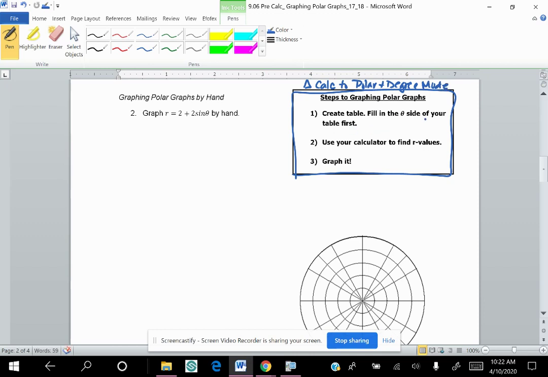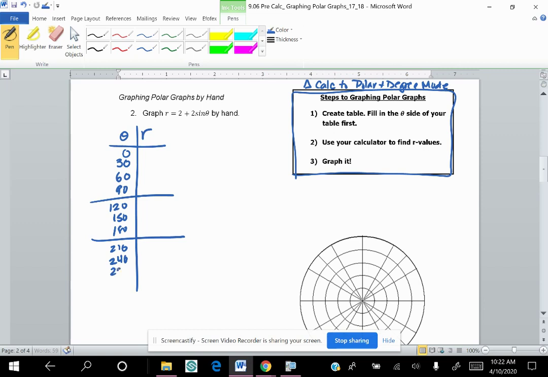We're going to create the table, fill in the theta side of your table first. So let's do our theta and R. So for these, I'm always going to go up by 30. So it gives me a nice array of points from 0 to 360. So 0, 30, 60, 90, 120, 150, 180, 210, 240, 270, 300, 330, 360. Go to your calculator, and then we're going to find our R values, and then we're going to graph it.